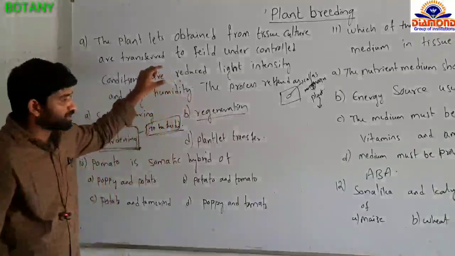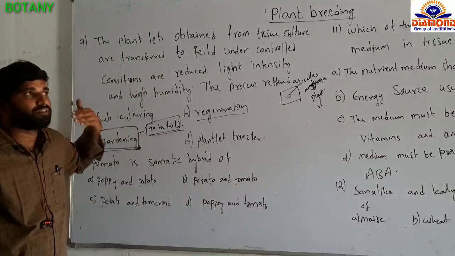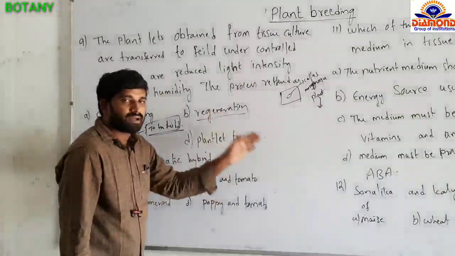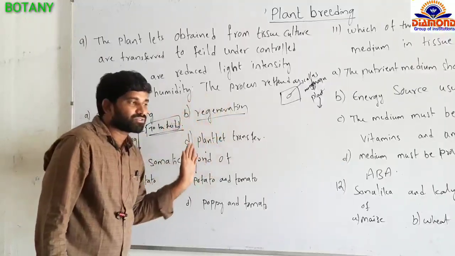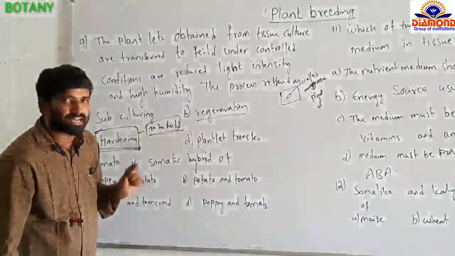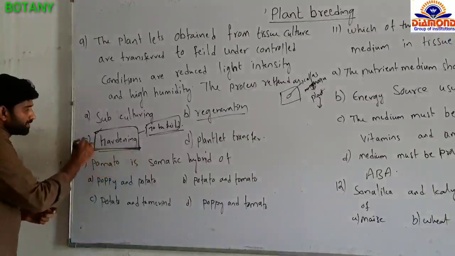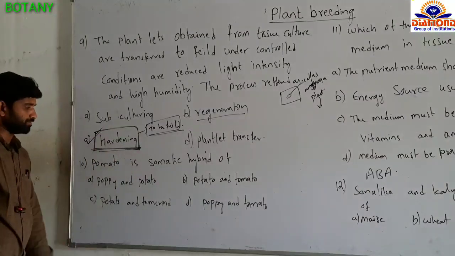So here the question was asking, after the completion of the plant production, we have to transfer the plant body from the lab conditions into the greenhouses, or directly to the field. That method is called hardening. So the answer is C only.